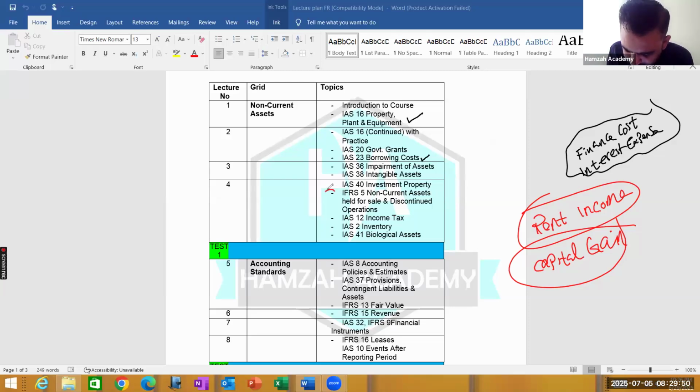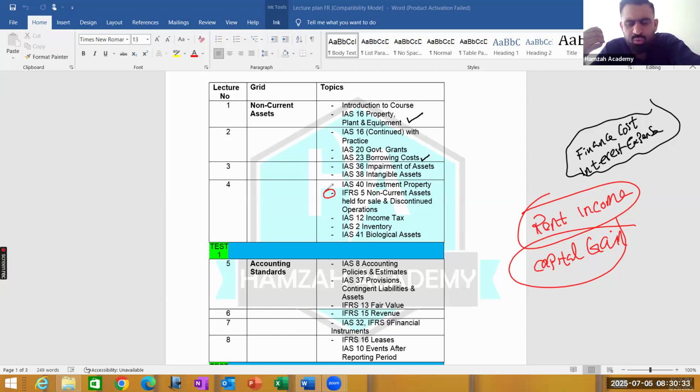Then we have IFRS 5, non-current assets held for sale and discontinued operations. Now, what is held for sale, first of all? For example, we have a textile company, a textile manufacturing unit. We purchase machinery for textile products, and that machinery is accounted for under IAS 16, property, plant and equipment.